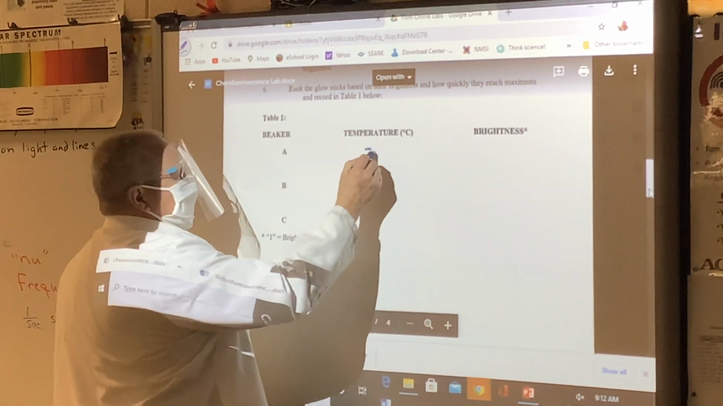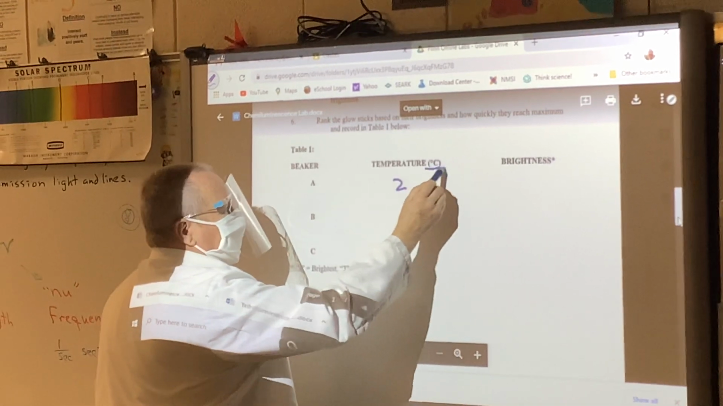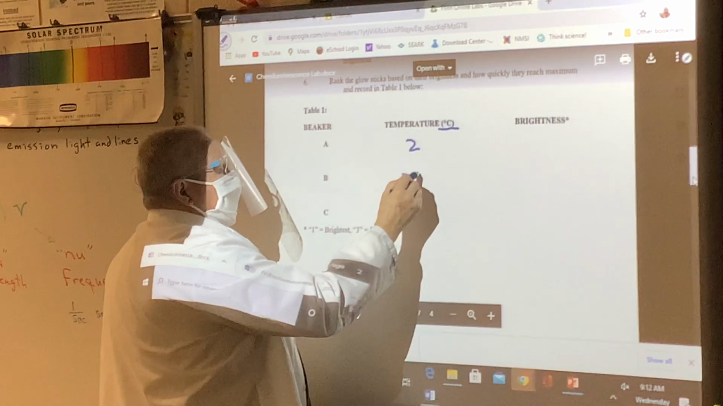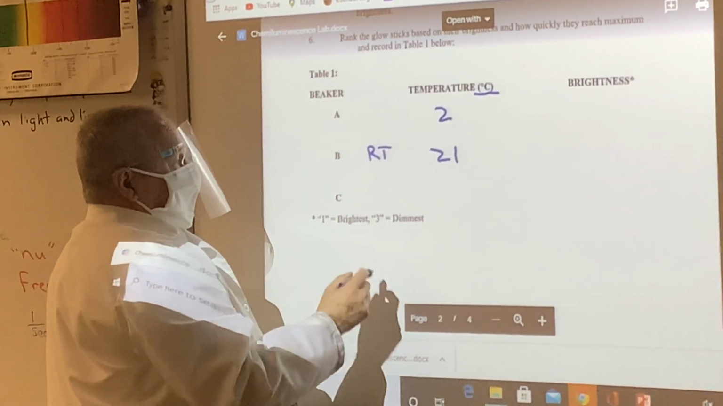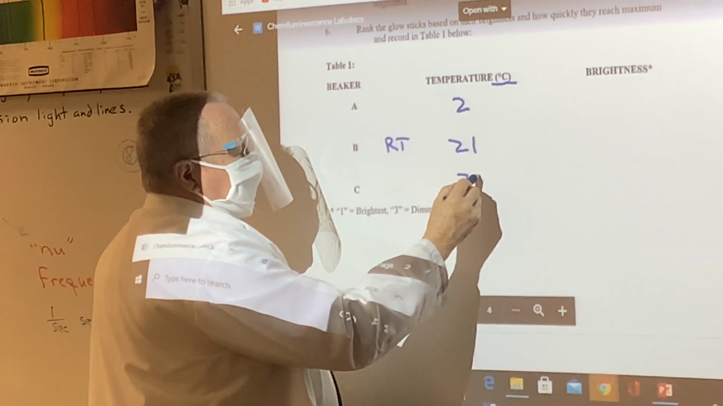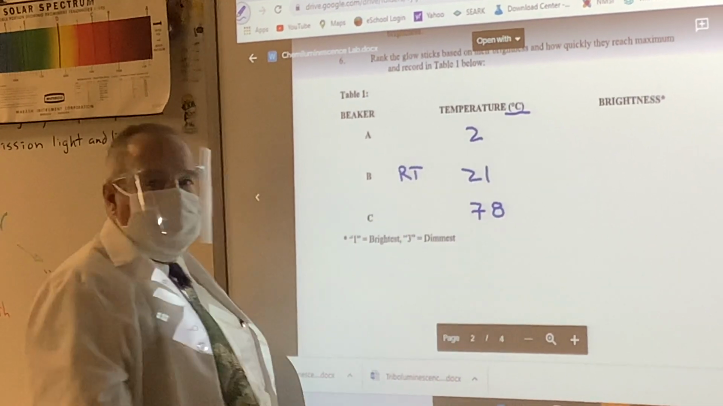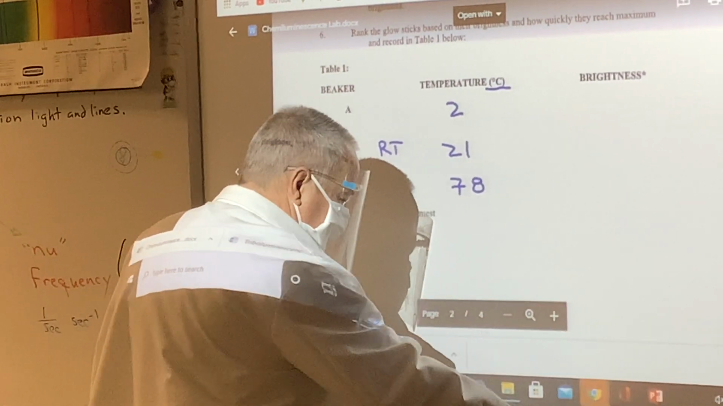And we had 3 beakers, one at 2 degrees Celsius. I don't need to put my units down because I have my units right here on my table. We had one at 21 degrees, that was room temperature. You don't need to write that. And one at 78, 79 degrees, hot water. Not boiling, because as soon as it starts boiling, it starts cooling down.